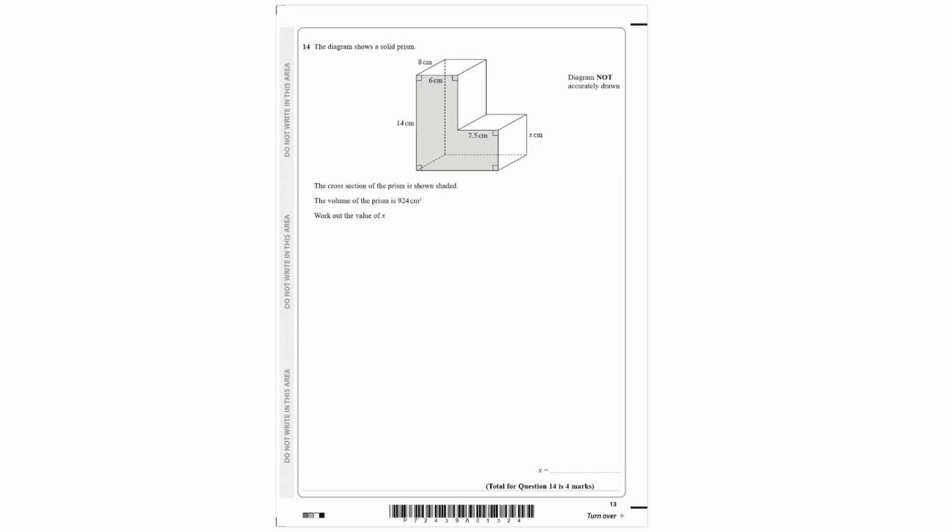The diagram shows a solid prism. The cross-section of the prism is shown shaded. The volume of the prism is 924 centimeters cubed. Work out the value of x.